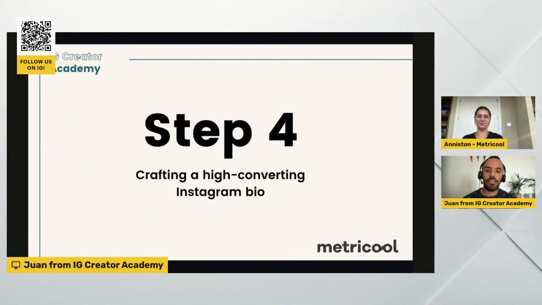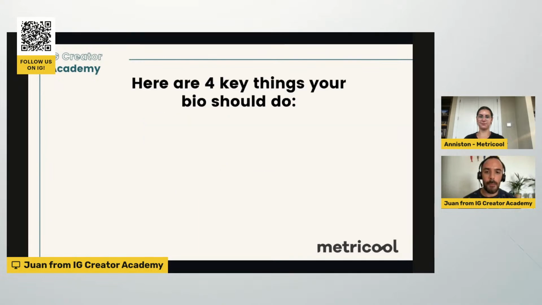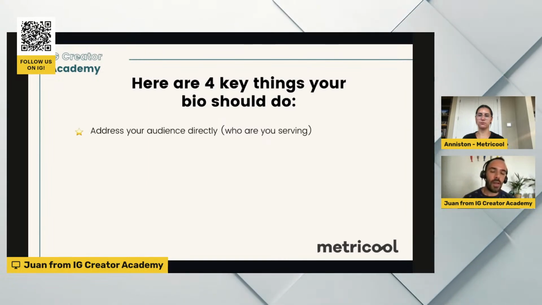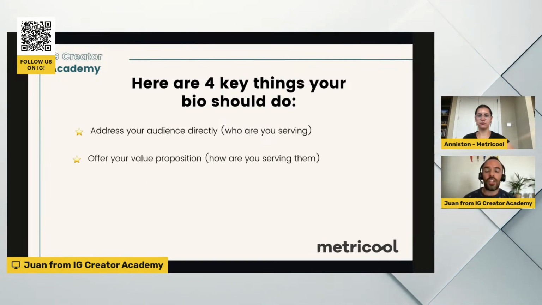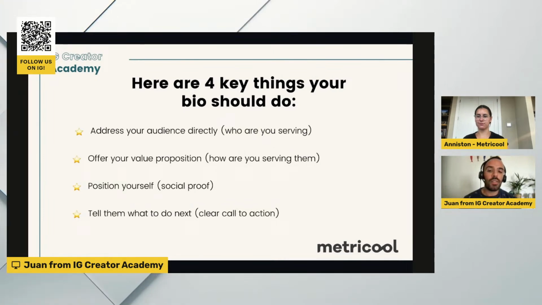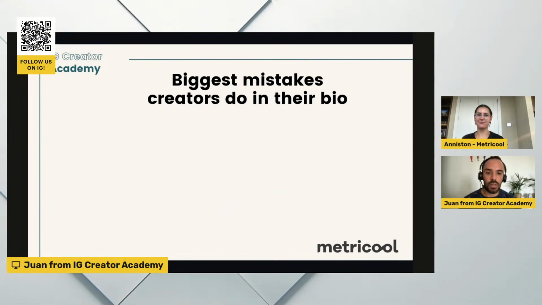Step number 4 is crafting a high converting Instagram bio. And here are the 4 key things that your bio should do or should answer. First, it should address your audience directly. Who are you serving? This should be very, very clear from the beginning. It should offer your value proposition: how are you serving them? Position yourself with social proof and tell them what to do next with a clear call to action.